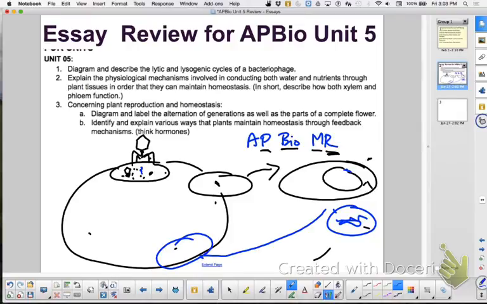Number 3, concerning plant reproduction and homeostasis: diagram and label alternation of generations. Did we just talk about it? Okay, I'm not looking for details here on this one. You know, a tree is a sporophyte, simple tree. As well as the parts of a complete flower.